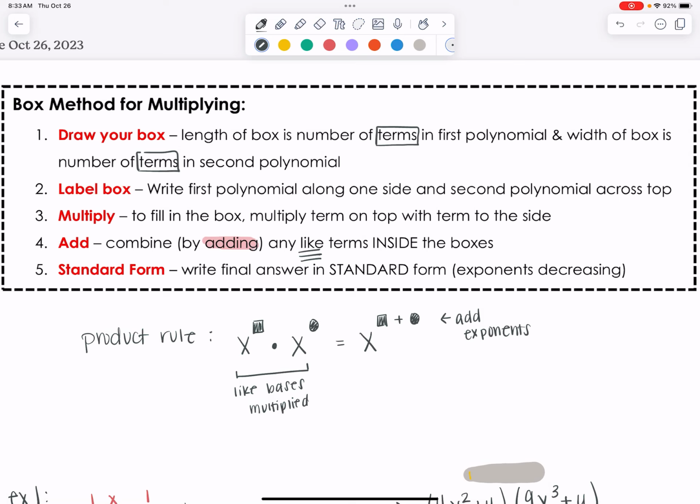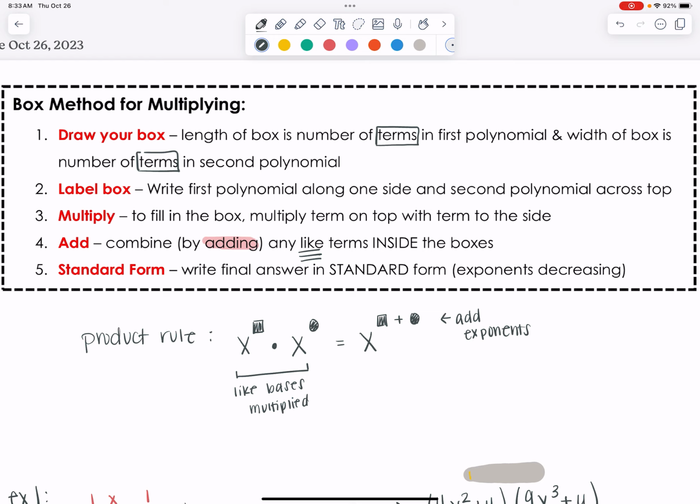Hey guys, so in this video we're going to be looking at multiplying polynomials with the box method. So I've got some steps on the screen and these come straight out of your notes. But when we're multiplying, I teach using the box method. So the first thing we need to do is set up our box.